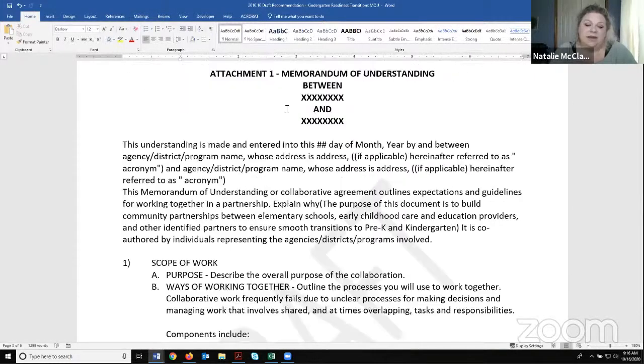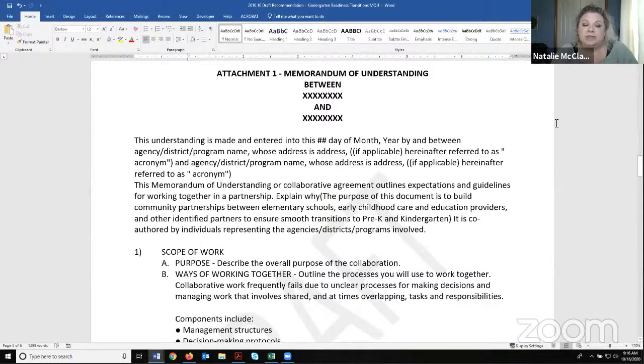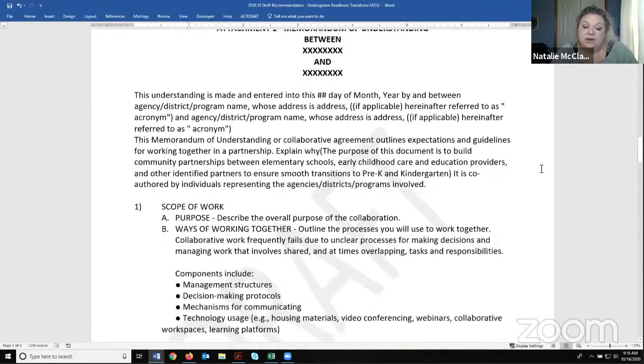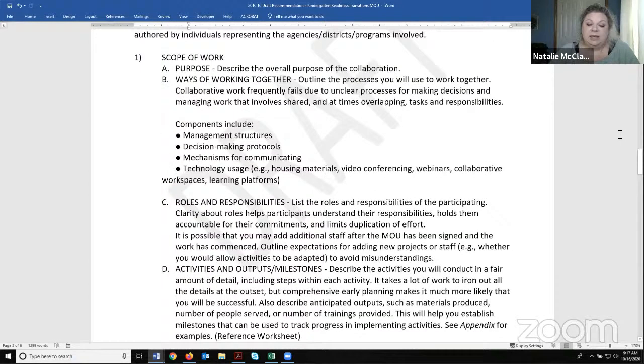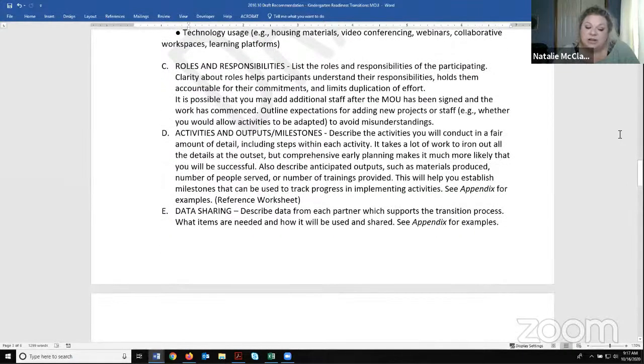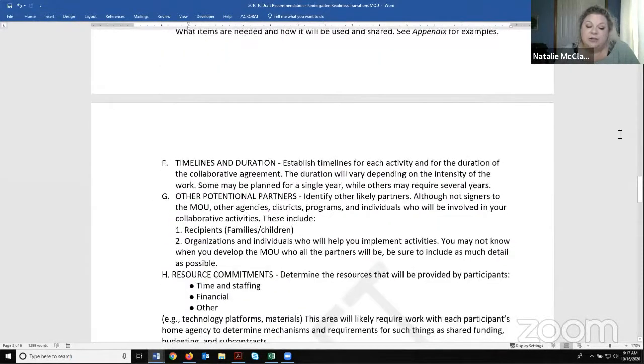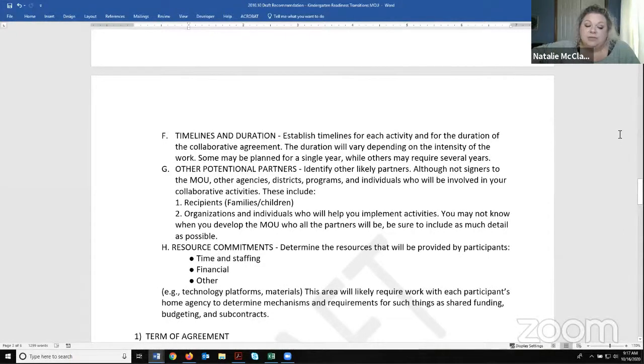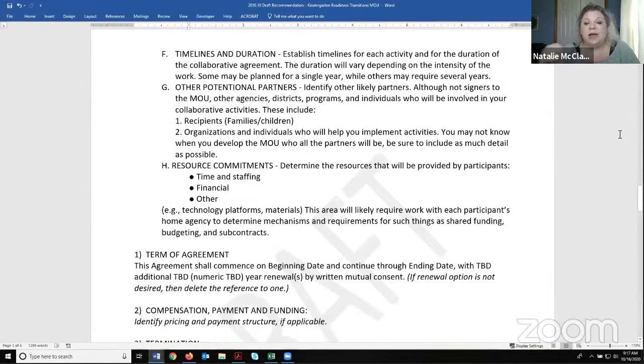Thanks, Peggy, and thanks, Amanda, for bringing that up. So our MOU, we wanted to make it so any community could pick this up and make it their own. We've got this broken into about 5 sections. So the first section talks about scope of work. It helps programs lay out the purpose of their collaboration, how they're going to work together. It talks about roles and responsibilities for each of the players. They can define what outputs they want to see from this collaboration, how data is going to be shared. They'll establish timelines and consider other partners that could help in the transition process, and determine the resources that each participant will provide. So that's what's in the scope of work section. Again, if there's anything that they wanted to pull out or add to that, this document will allow that, so they can make it their own.